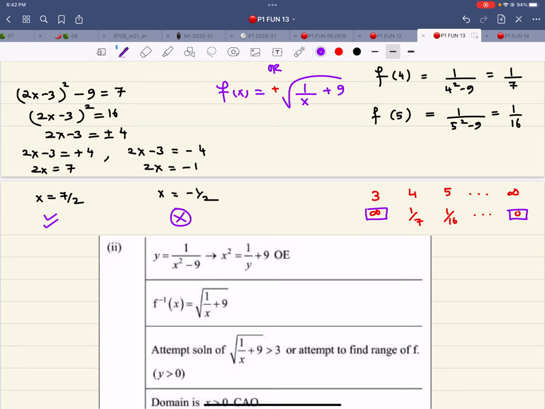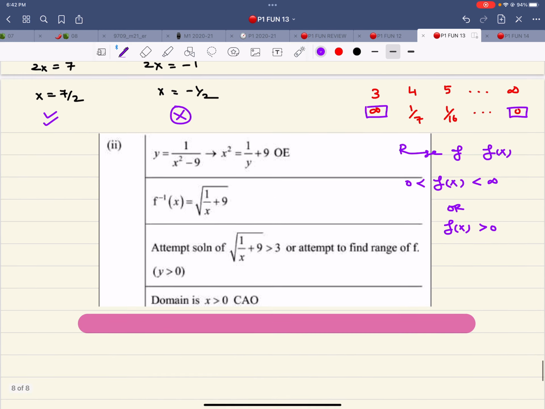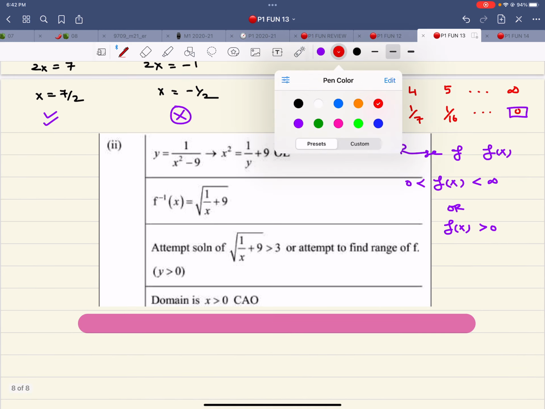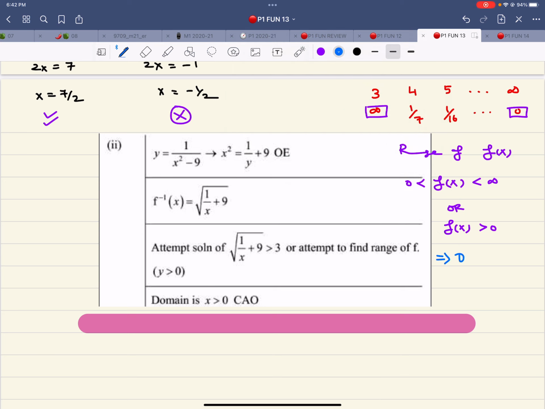Therefore, the range of f(x) is f(x) lies between infinity and 0, or I can say f(x) is greater than 0. And the range of f(x) is the same thing as the domain of f inverse. We know that. Therefore, the domain of f inverse is x greater than 0, or x lies between 0 and infinity, and that is the answer for this particular part.